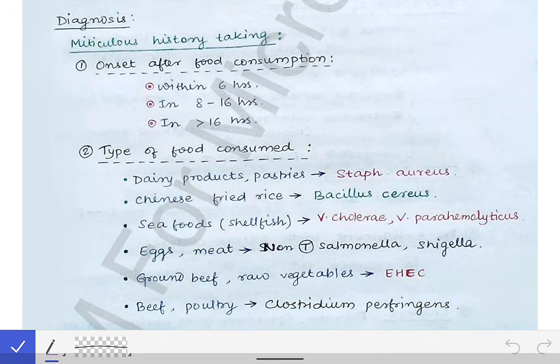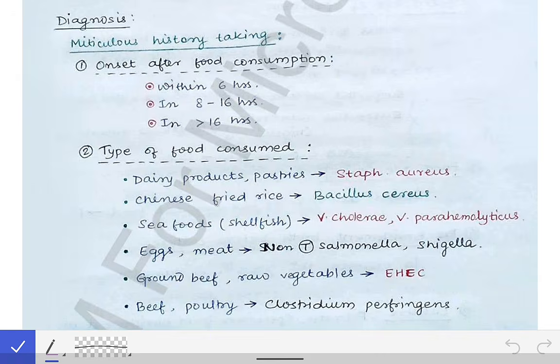For that you have to start from the beginning, and by beginning I mean that you have to start with meticulous history taking. How does meticulous history taking help? It will help you narrow down your diagnosis. You narrow down your group of organisms to which you will give more focus in the laboratory diagnosis part.